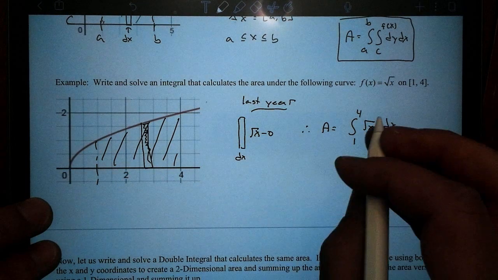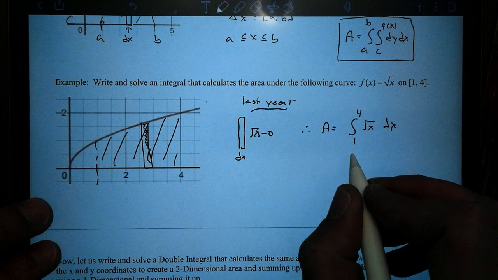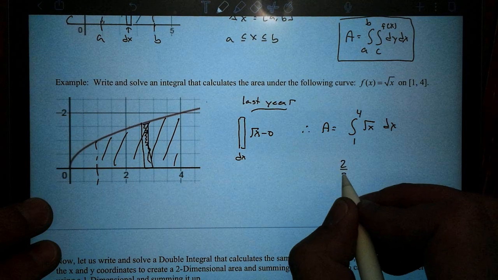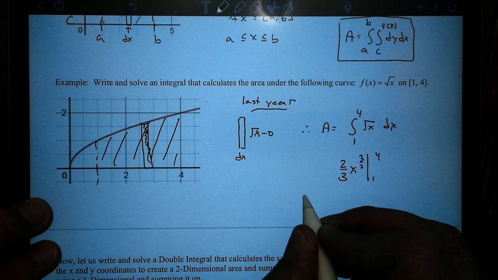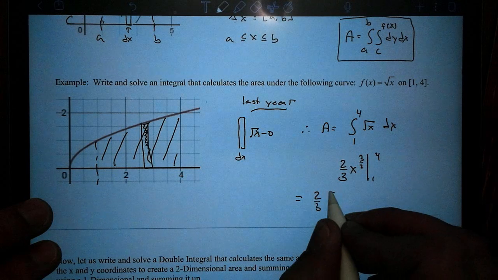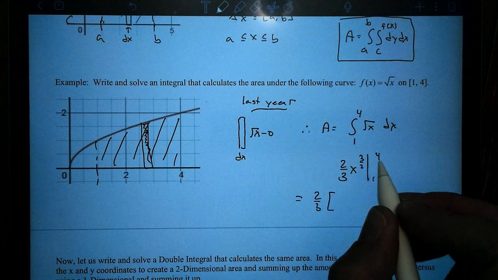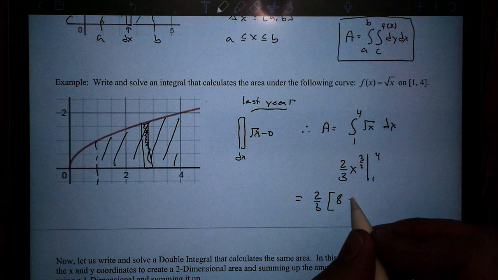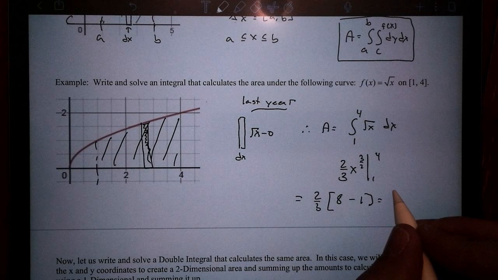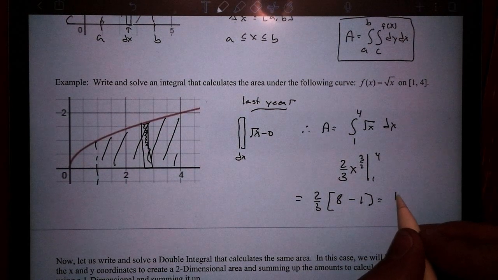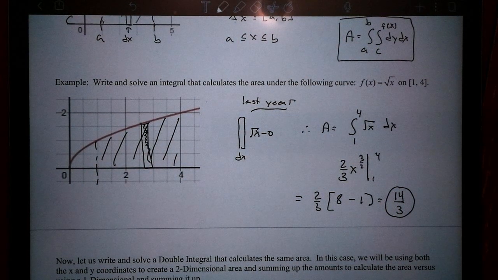And we could calculate that integral by evaluating it. This becomes x to the 1/2, so 2/3 x to the 3/2 from 1 to 4. If we evaluate that, we would get 2/3, plug in 4, 4 to the 3/2 is 8, minus 1. And so we would get 7 times 2 over 3, so 14/3 would be our area right there.